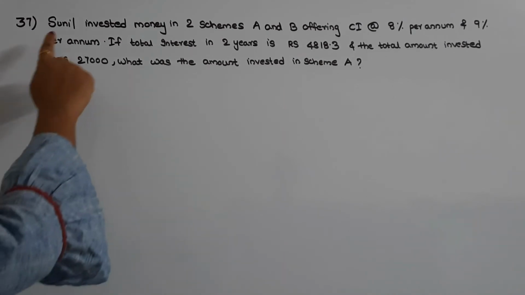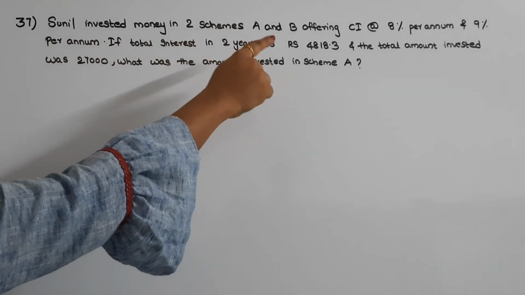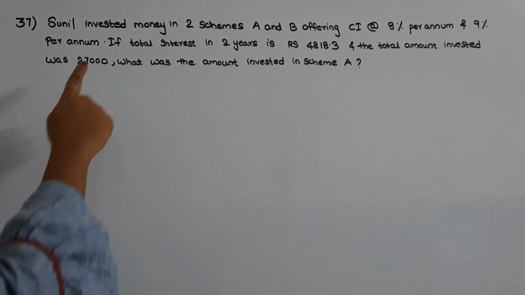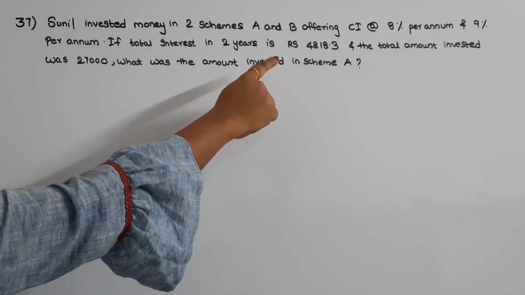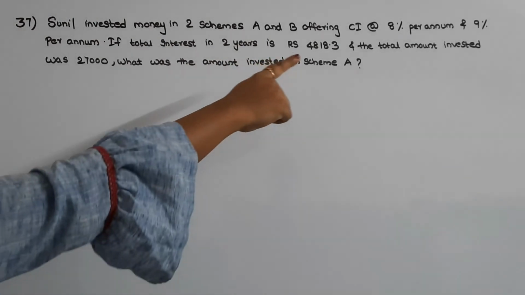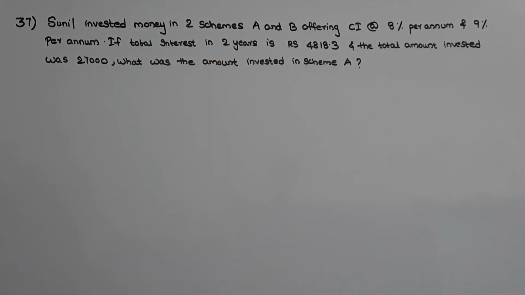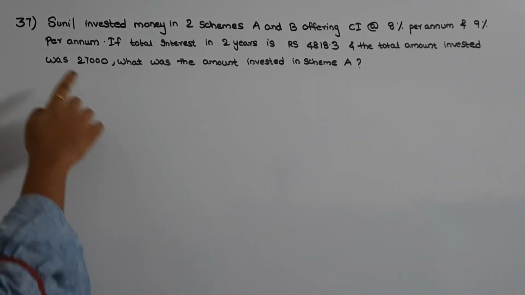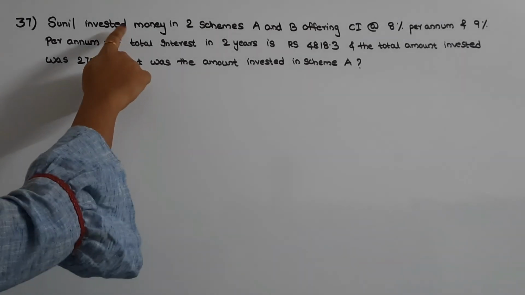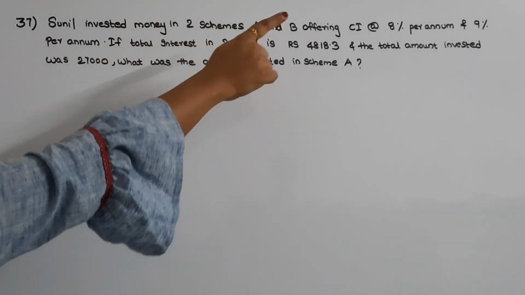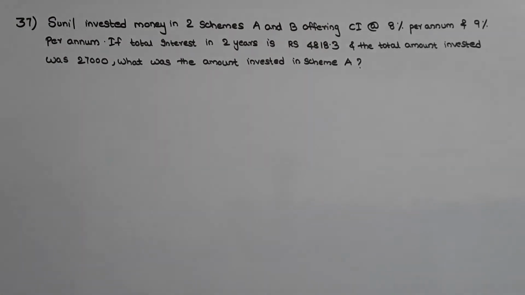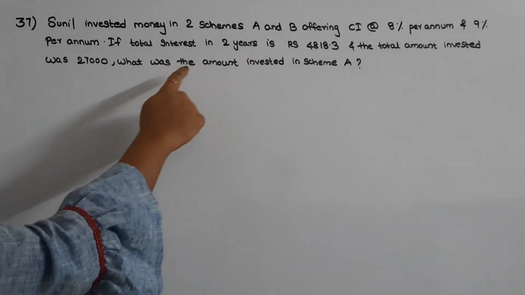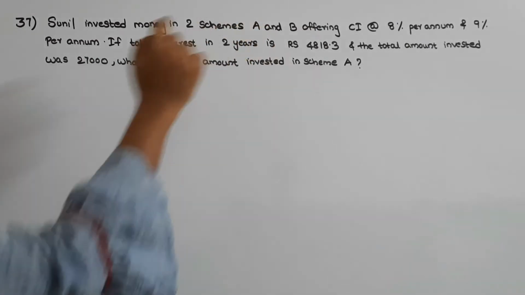37th question is, Sunil invested money in two schemes A and B offering compound interest at 8% per annum and 9% per annum. If total interest in 2 years is rupees 4,818.3 and the total amount invested was 27,000, what was the amount invested in scheme A? So they are telling that a particular principal value is invested in two schemes A and B, one at 8% and the another at 9%. And they have also given the total interest for 2 years also. So we need to find out the principal amount invested in scheme A.